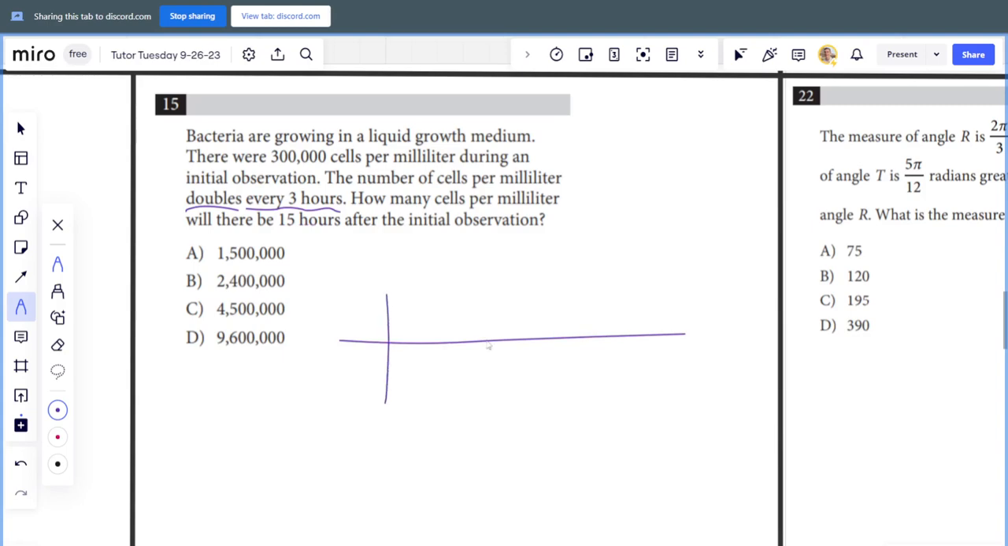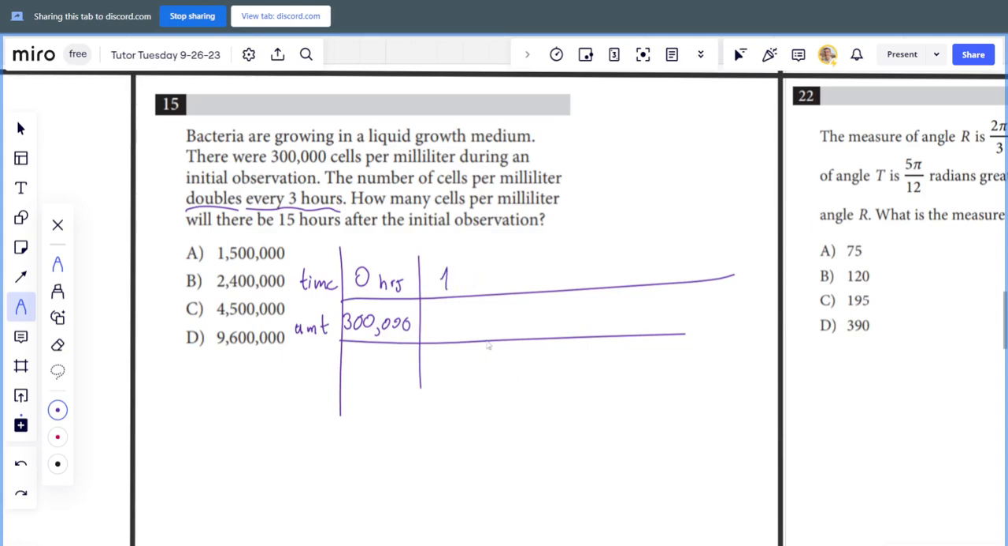Well, you can make like a little table for this. I think that's appropriate. Let's say we start with 300,000, and this was at 0 hours in. Let's make this like our time, and this is the amount. I think some of you guys in the chat can get this before I can, but let's do it in increments of 3 hours, right? Because it doubles every 3 hours, so it makes sense for us to do 3 hours, 6 hours, 9 hours, 12 hours, and 15 hours.